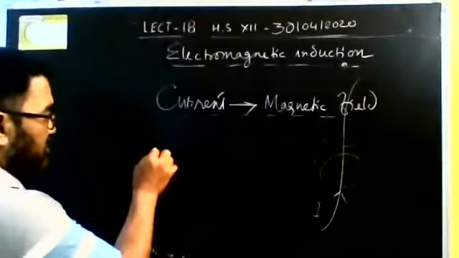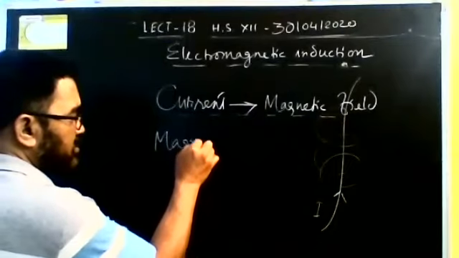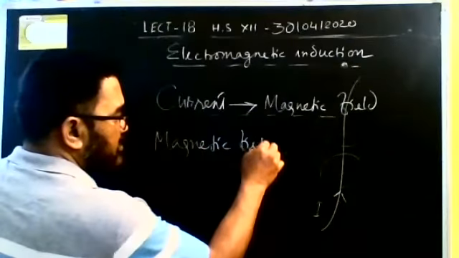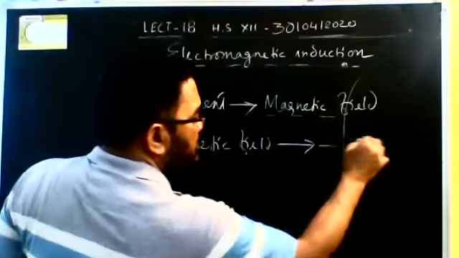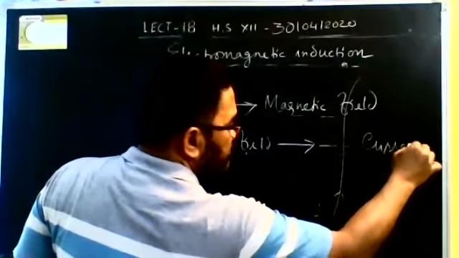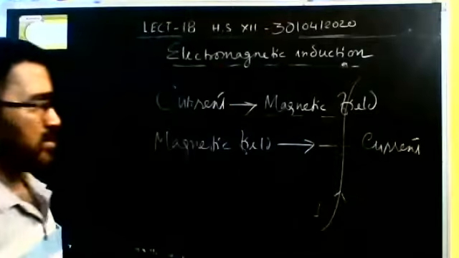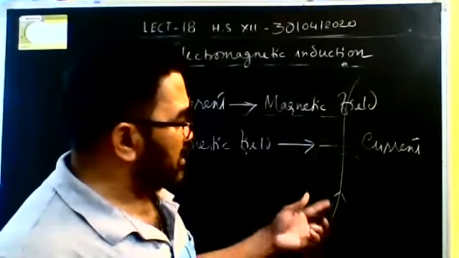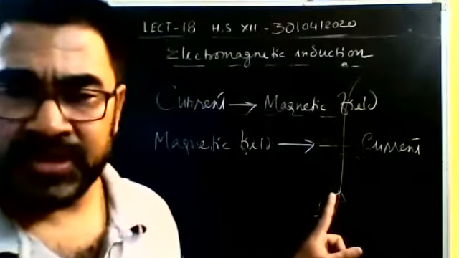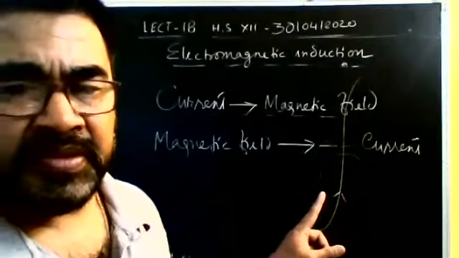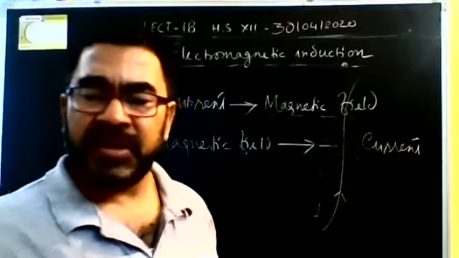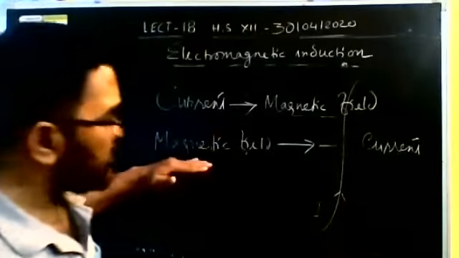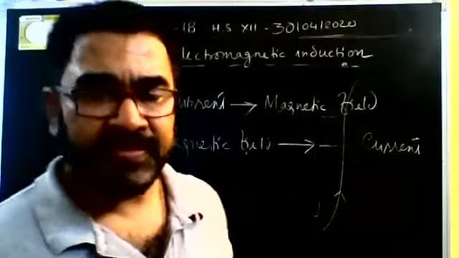Next, from a magnetic field, whether current can be obtained. Initially, we observed that current produces a magnetic field, right? Can a magnetic field produce current?